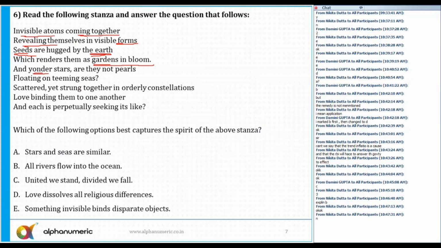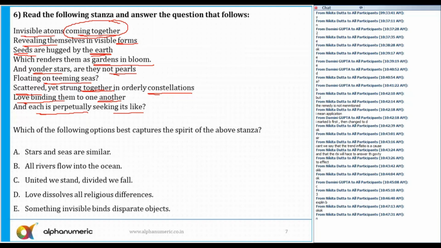Similarly, when you look at the yonder stars, yonder means the stars that are far away, they are just like pearls that are floating on the seas. Scattered, they are scattered, yet they are strung together in orderly constellations. Something is holding them, something is binding them. Now, the question is: is it love which is binding them to one another, and each is perpetually seeking its like? So there is something which brings together every one of these things.